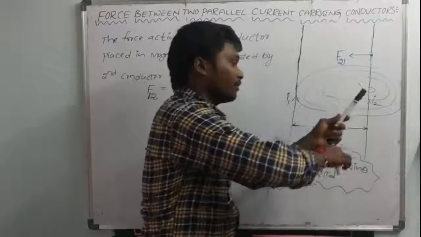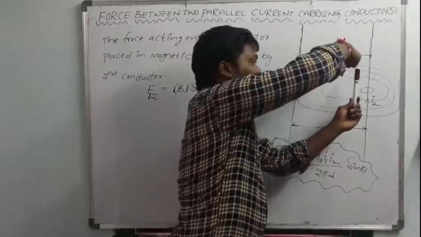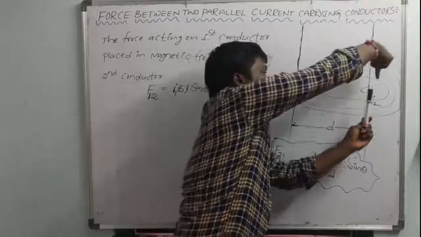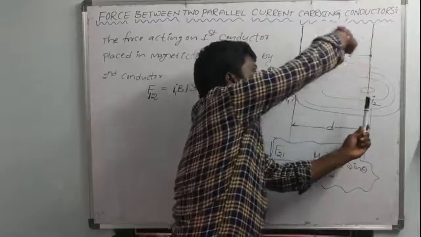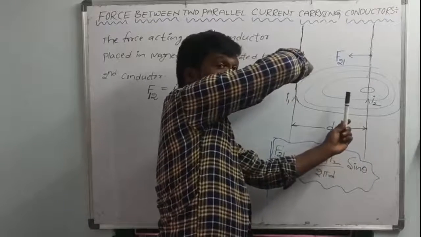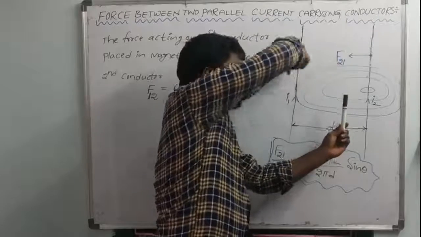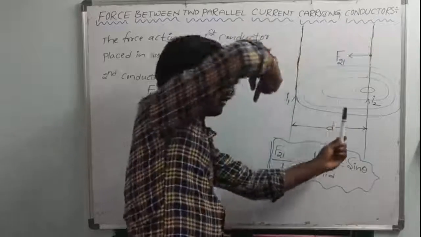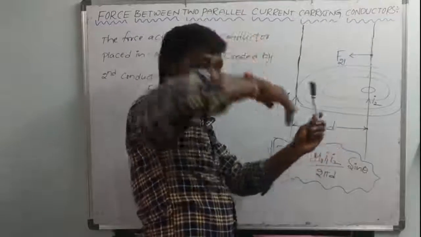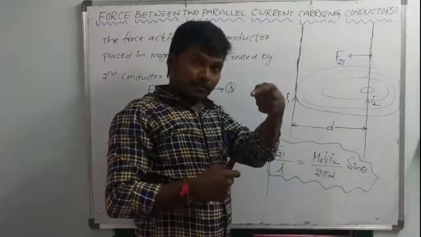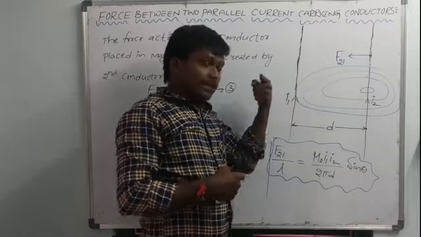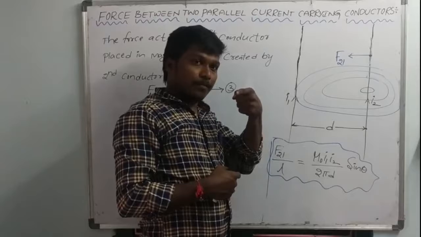So what is the direction? The magnetic field is created like this. It is going inside and coming outside. So at this first conductor, what is the direction of the magnetic field? Outside. Okay, so this is the direction of the magnetic field.